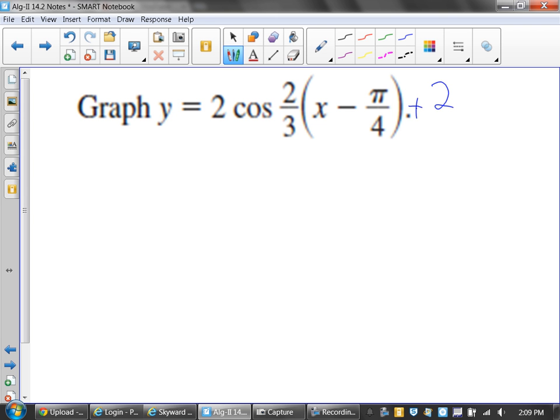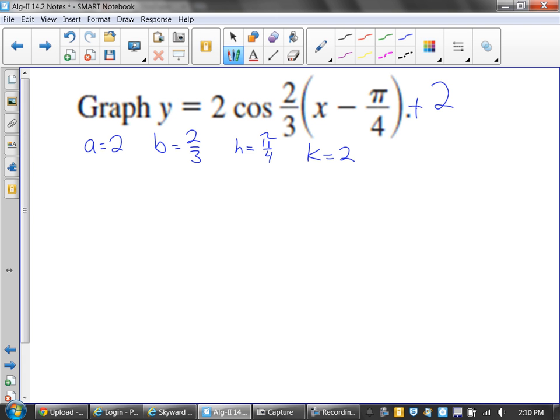Again, the very first thing we're going to do is we always label out our A, B, H, and K. Write down what your amplitude and your period is, and start marking off some points. So your A value is 2. Your B value is 2/3. Your h is how much? Is it positive or negative pi over 4? Positive pi over 4. And k is 2.